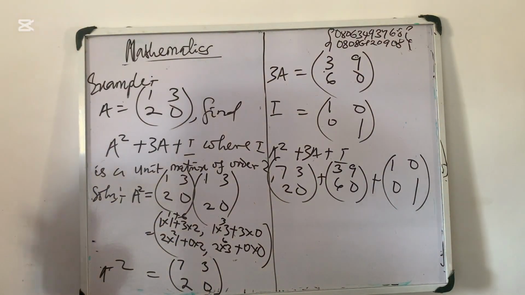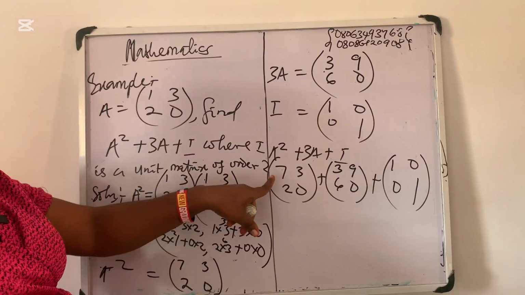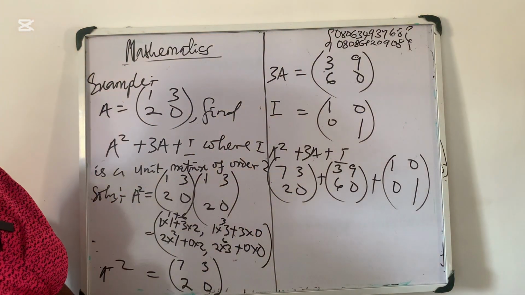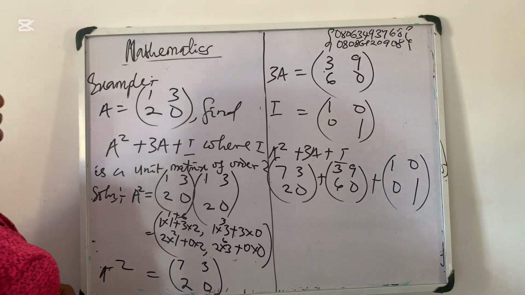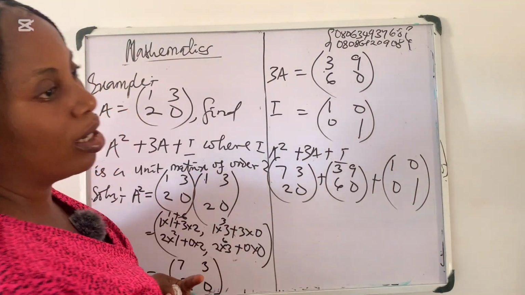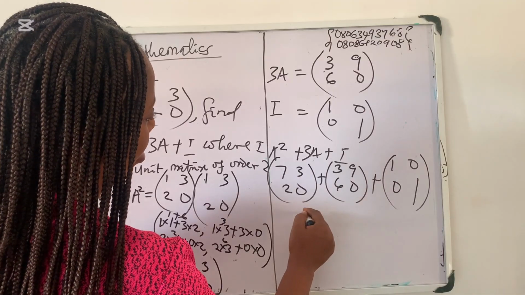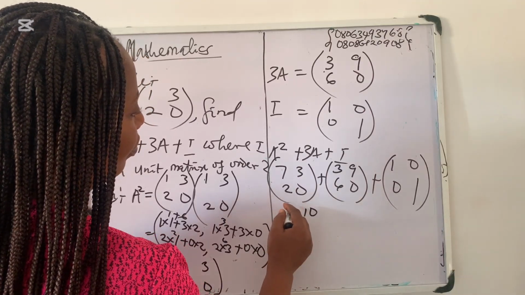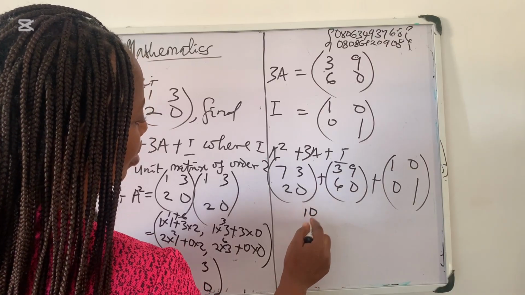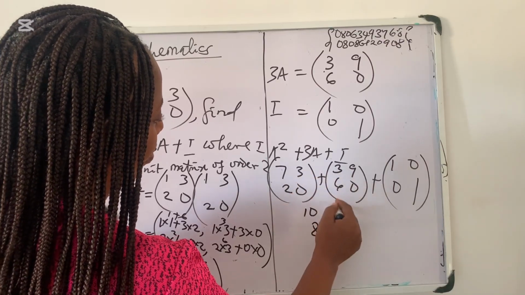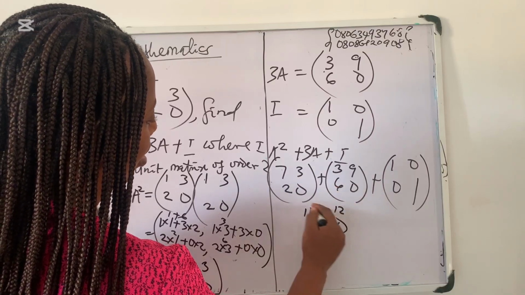Recall that you were taught in matrix addition that we add the corresponding elements. Now, to carry out our addition here is simply adding the corresponding elements. Now, 7 plus 3 is 10. 2 plus 6 is what? 8. 3 plus 9 is 12. 0 plus 0 is 0.